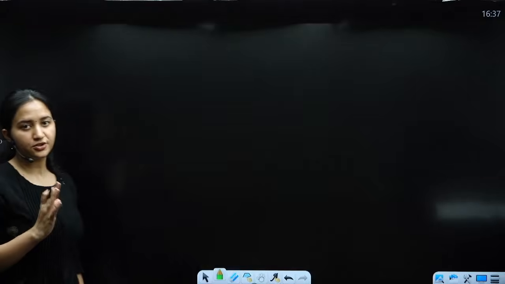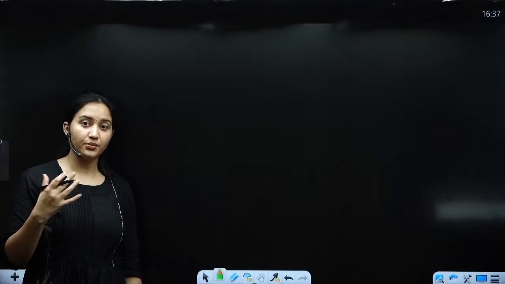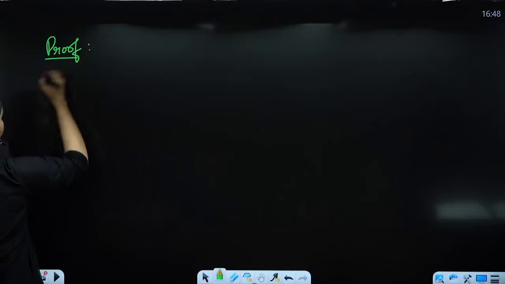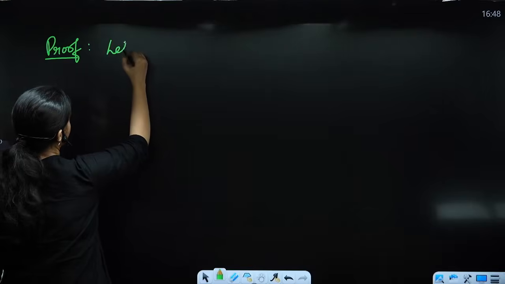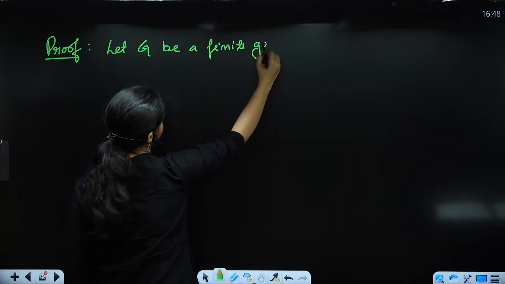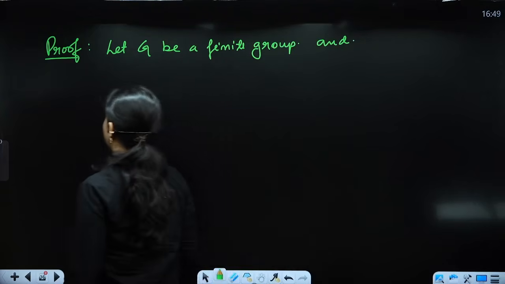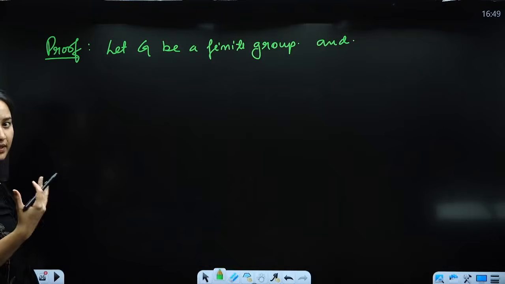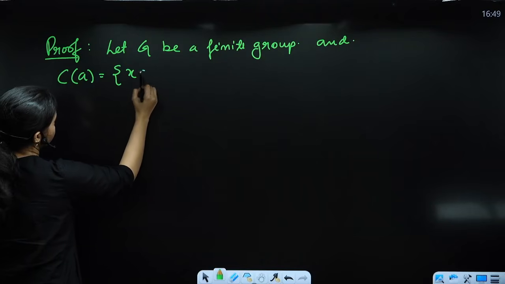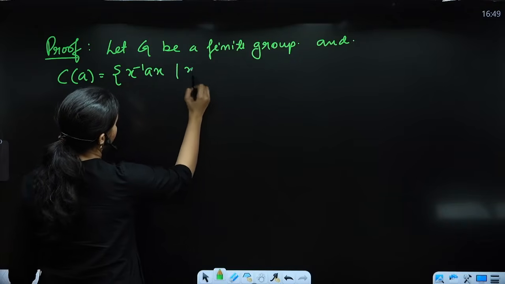Now we are going to take a proof for this. Pay very close attention to this proof, because it is going to be somewhat similar to what you will be doing in the homomorphism part. So let G be a finite group, right? And why are we considering a finite group? Because we talk about index in a finite group only. C of A equals x a x inverse, or x inverse a x, x belongs to G.